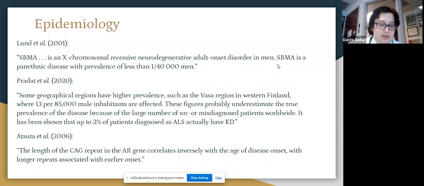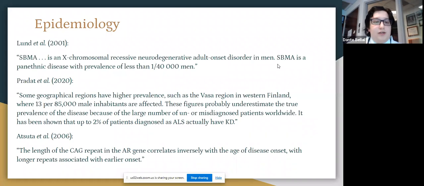So what's the epidemiology of the illness? SBMA is an X-linked recessive neurodegenerative adult onset disorder that is found in men. Women can be carriers, but they're usually not affected. SBMA is a pan-ethnic disease, and it has a prevalence of less than 1 in 40,000 men.